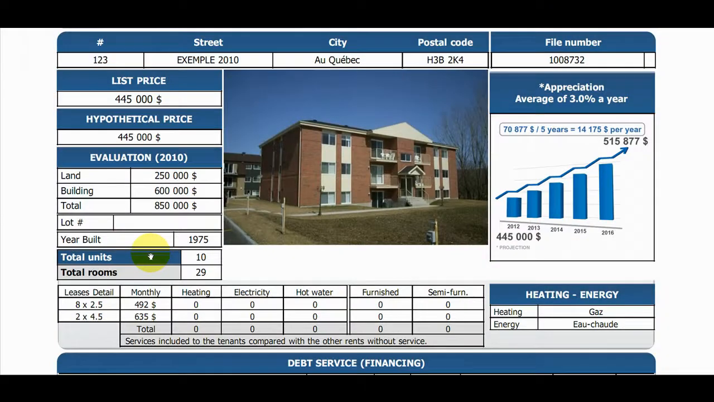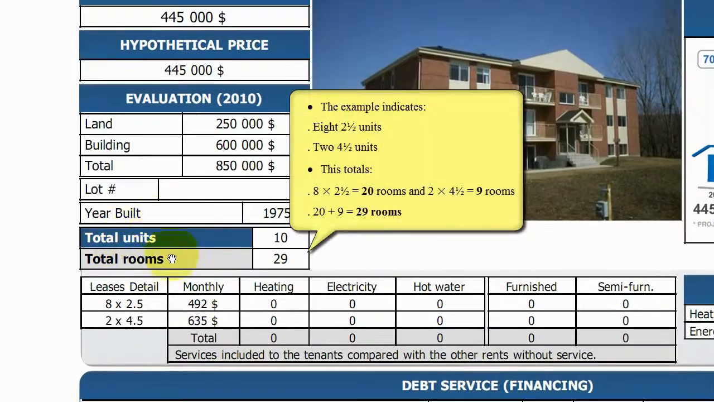4. Total units and rooms. The example indicates 8 2.5 units, 2 4.5 units. This totals 8 times 2.5 equals 20 rooms, and 2 times 4.5 equals 9 rooms. 20 plus 9 equals 29 rooms.